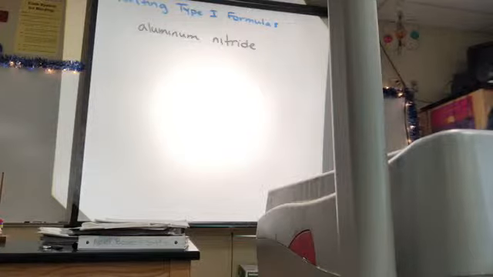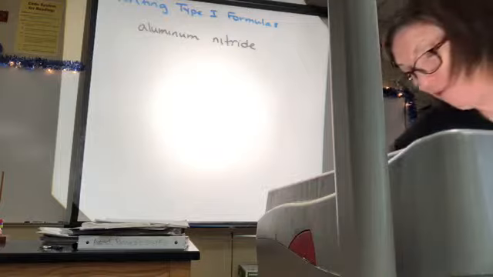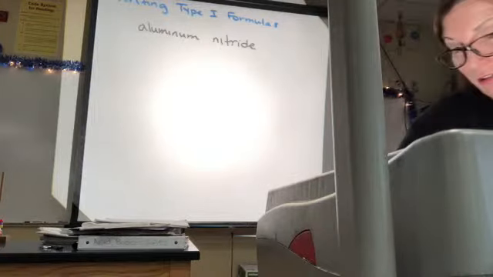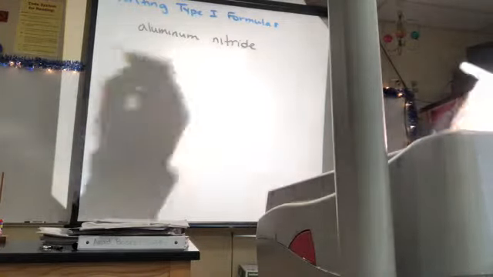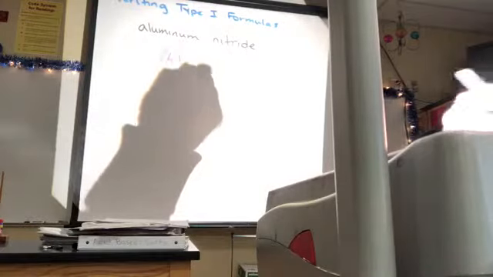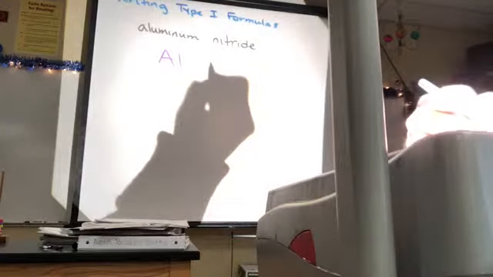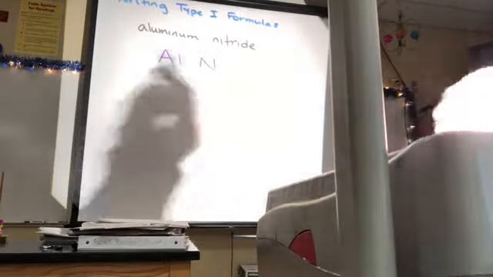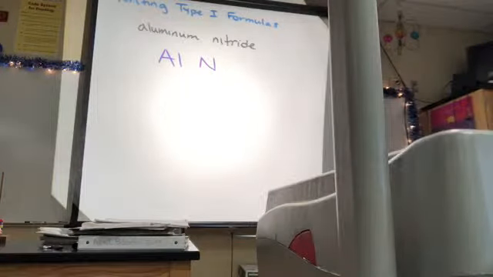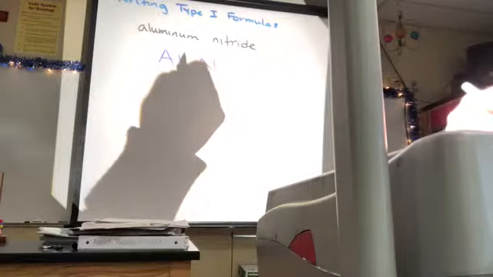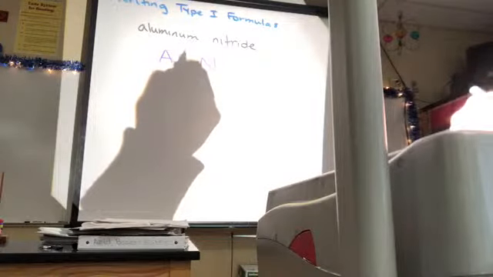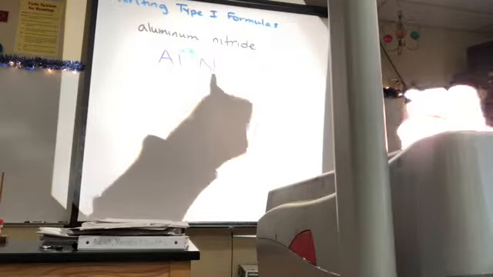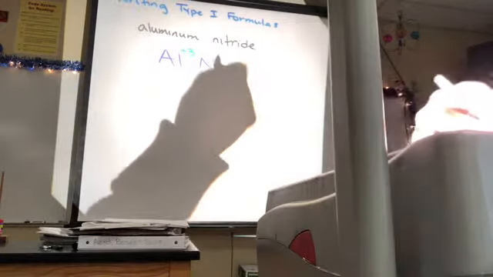To write the formula, what is the symbol for aluminum? Al. Look at you guys. Good job. Al. And what is the symbol for nitrogen, which is nitride? N. So you write down your symbols. Then let's write down our charges. What's the charge on aluminum? +3. And what's the charge for nitrogen? -3.